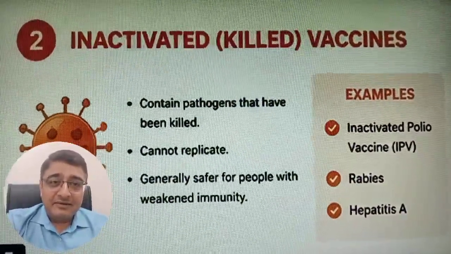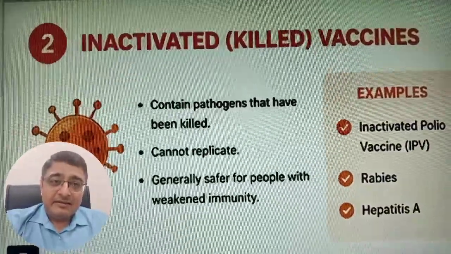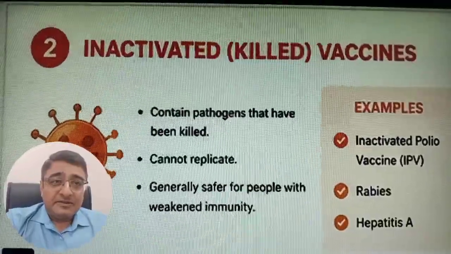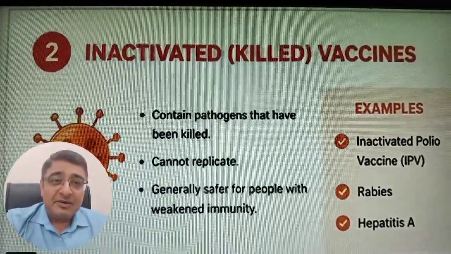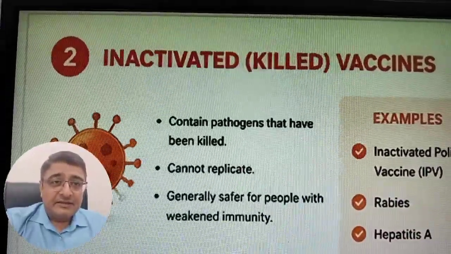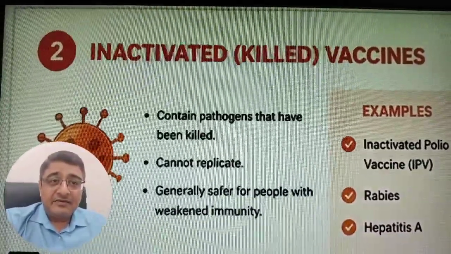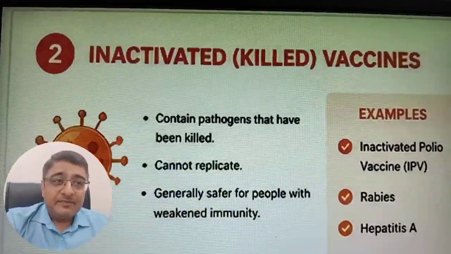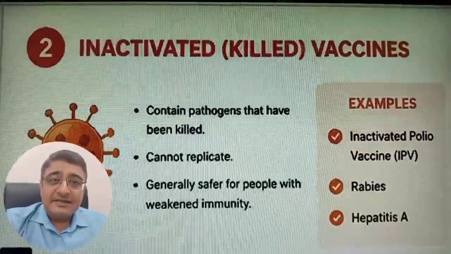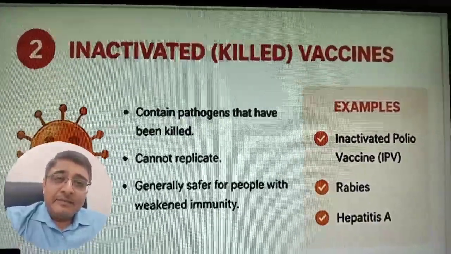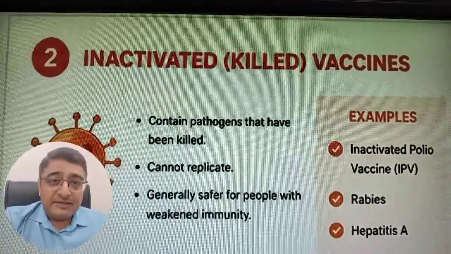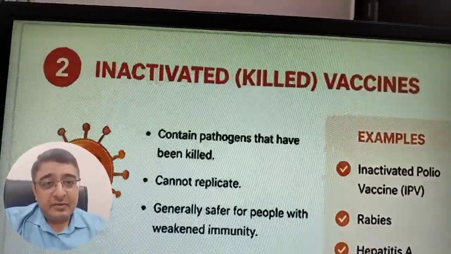Then inactivated or killed vaccines. This is a very old and fundamental type of vaccine where the pathogens have been killed before entering the body of a human or an animal, so obviously they cannot replicate and are generally safer for people with weakened immunity. For example, inactivated polio vaccine, rabies vaccine, hepatitis A. On the veterinary side, hemorrhagic septicemia vaccine, alum precipitated HS vaccine and BQ vaccine are classical examples of inactivated or killed vaccines.